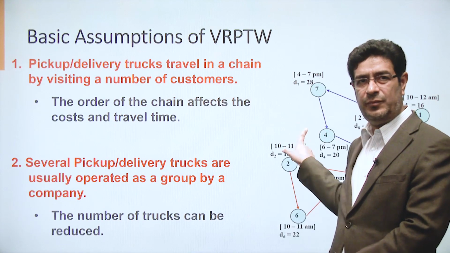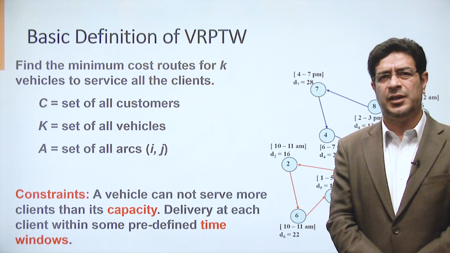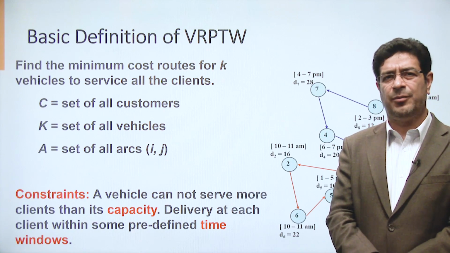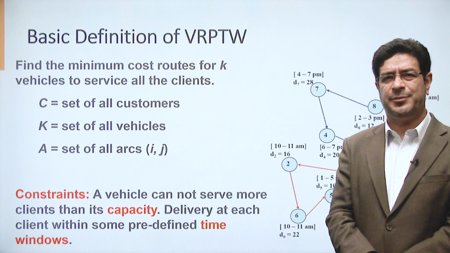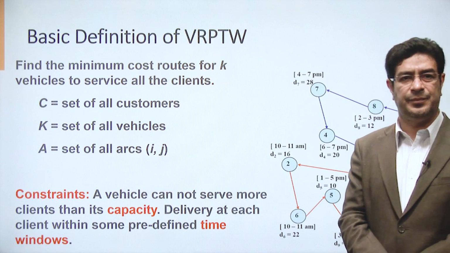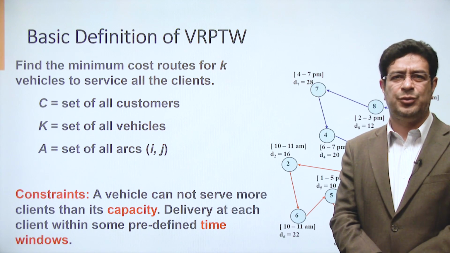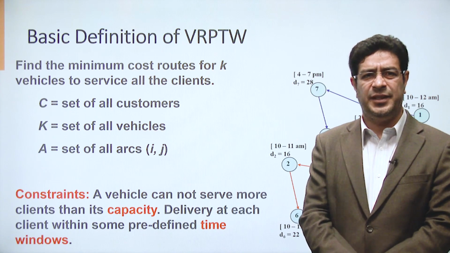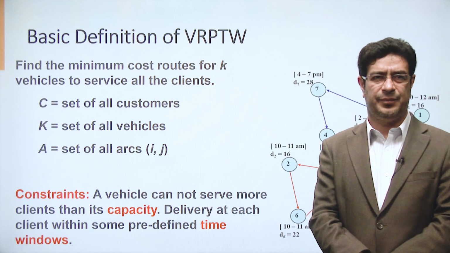In simple words, the objective of the VRPTW model is to find a set of minimum cost routes that serve demand of all customers while respecting the imposed constraints such as capacity and time windows. That is, the sum of customers' demand on each route must be less than the truck capacity, and the truck must visit them within their preferred time windows.